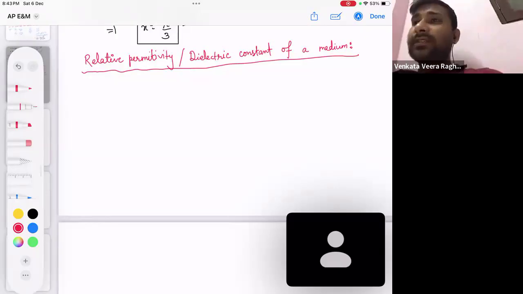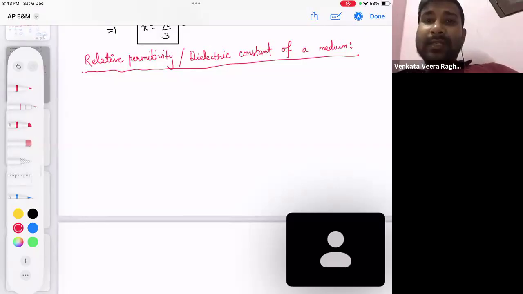Is that clear? Please tell me, is that clear? So that is called the permittivity. So relative permittivity, we represent it like this: epsilon r. Okay? Relative permittivity is represented by epsilon r. Is that clear?